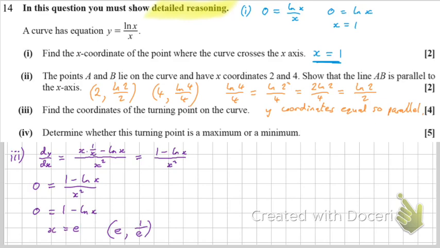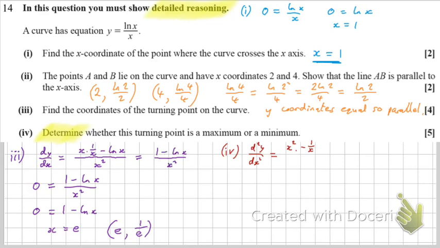Determine whether this turning point is a maximum or minimum for part 4. Well, sorry to say it, guys, but you're going to need to differentiate again using the quotient rule again, but with this more complicated expression here. So this is how I think about this. d squared y by dx squared is going to be the denominator times the derivative of the numerator. So x squared times minus 1 over x, if we differentiate the numerator.